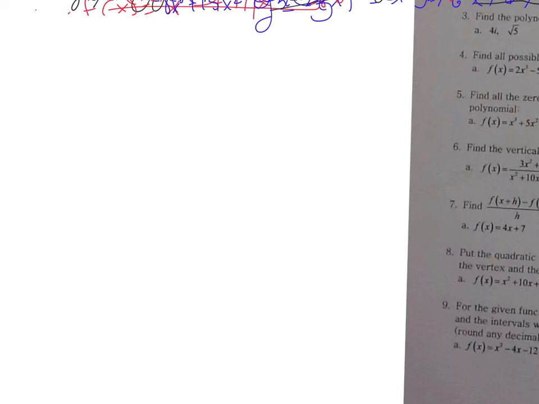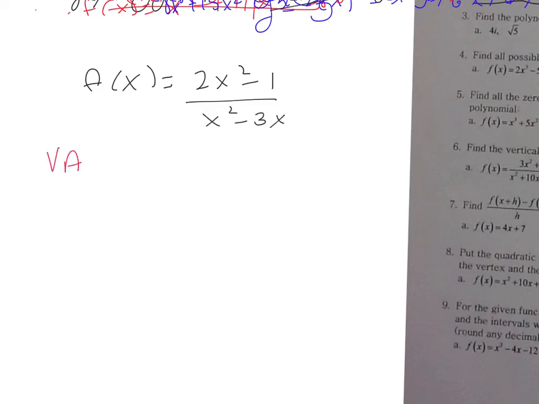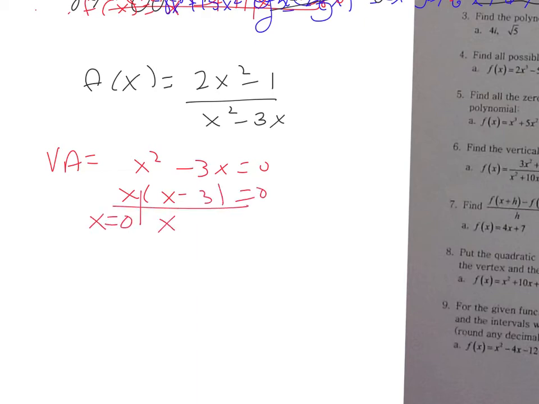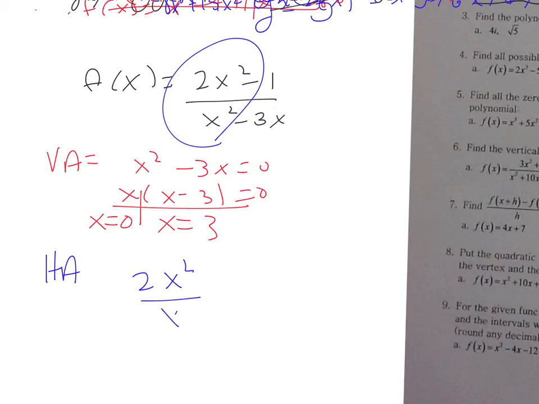All right, let's take a look at B. F of x is equal to 2x squared minus 1 over x squared minus 3x. Okay, vertical asymptote. X squared minus 3x equals 0. GCF is x times x minus 3. My vertical asymptotes are at x equals 0 and x is equal to 3. Horizontal asymptotes. So it's 2x squared over x squared. So my degrees are equal to each other. So then I'm left with just this. Y is equal to 2.